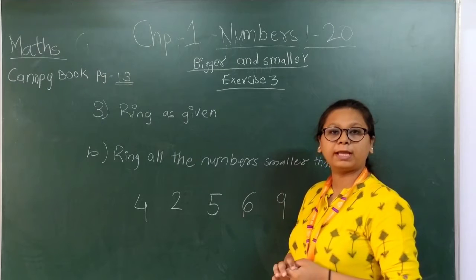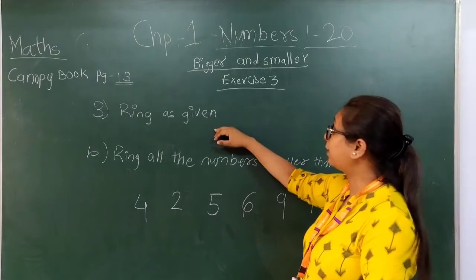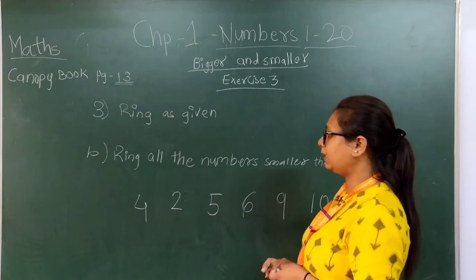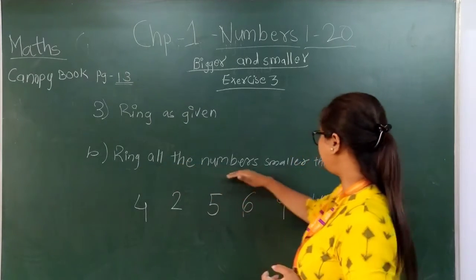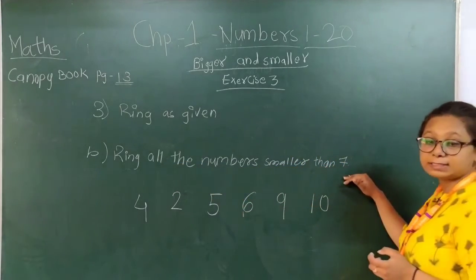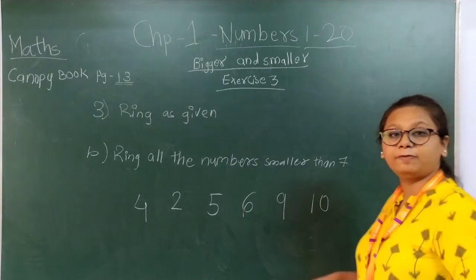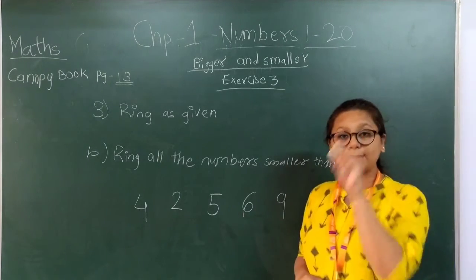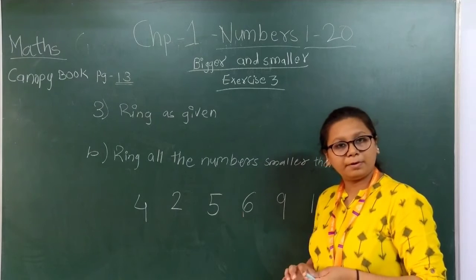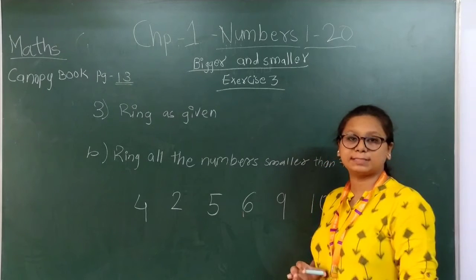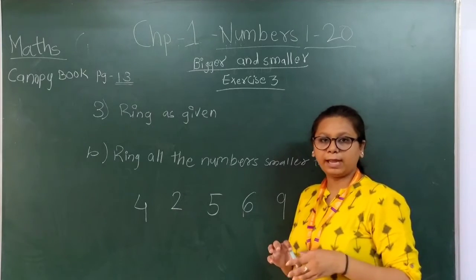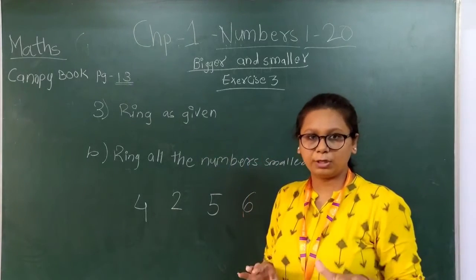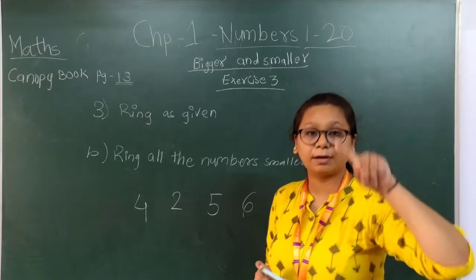You have to open your Canopy book page number 30 as given. Now you can see the question is, ring all the numbers smaller than 7. Now you have to circle, ring is circle, all the numbers that are smaller than 7. ठीक है, जो 7 से छोटे हैं count में. Okay? So all the numbers smaller than 7 have to be circled.